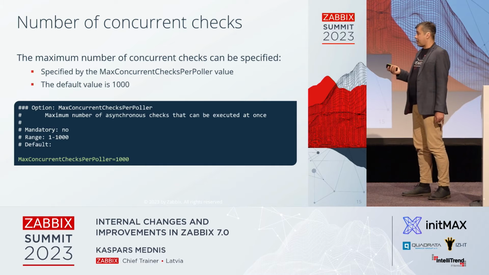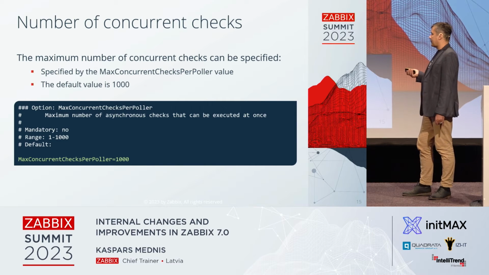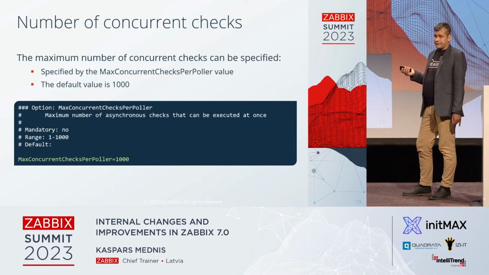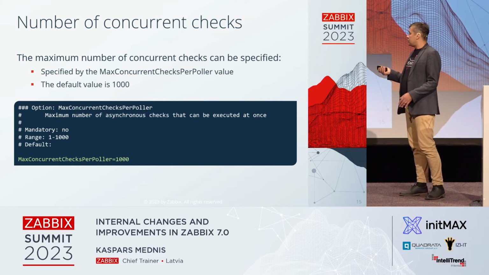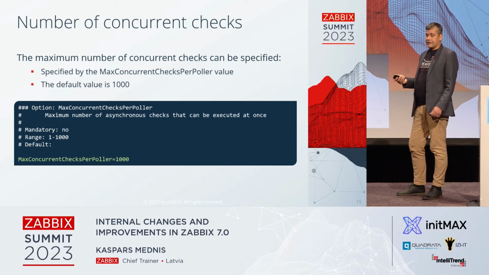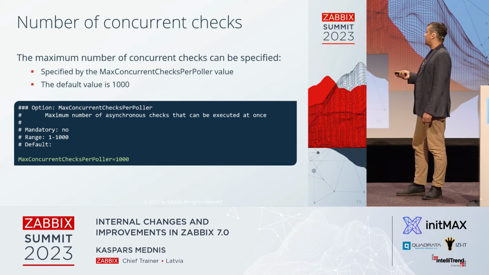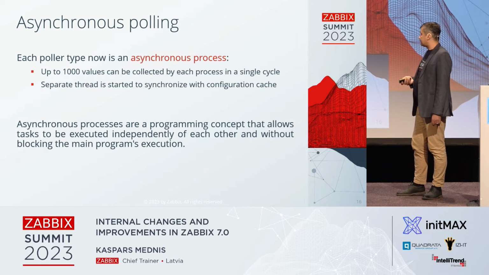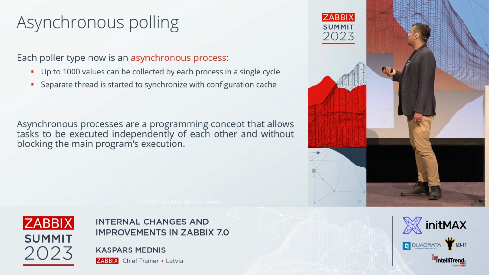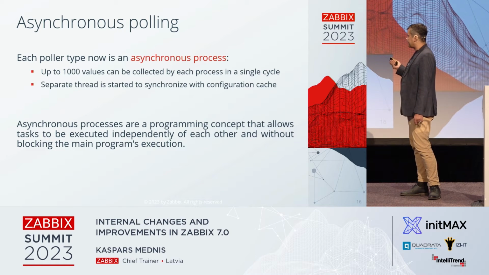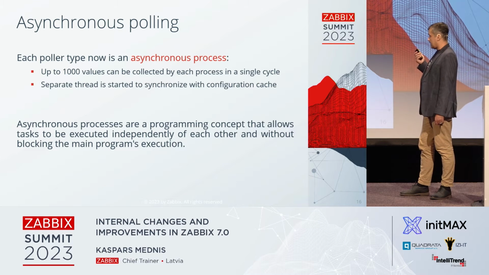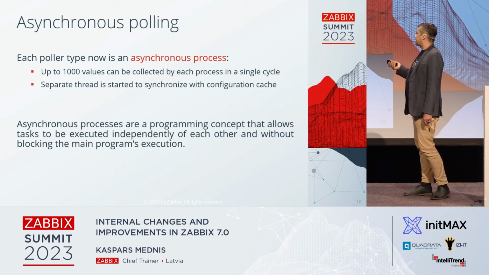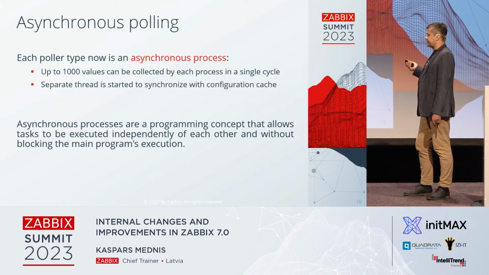And there is another parameter: maximum concurrent checks per poller, 1,000. In very simple words, it means that each of those pollers can act like 1,000 pollers. How is it implemented? Each poller is an asynchronous process, and it can collect up to 1,000 values at once. Also, it starts a separate thread to synchronize configuration, but that's not so important currently.